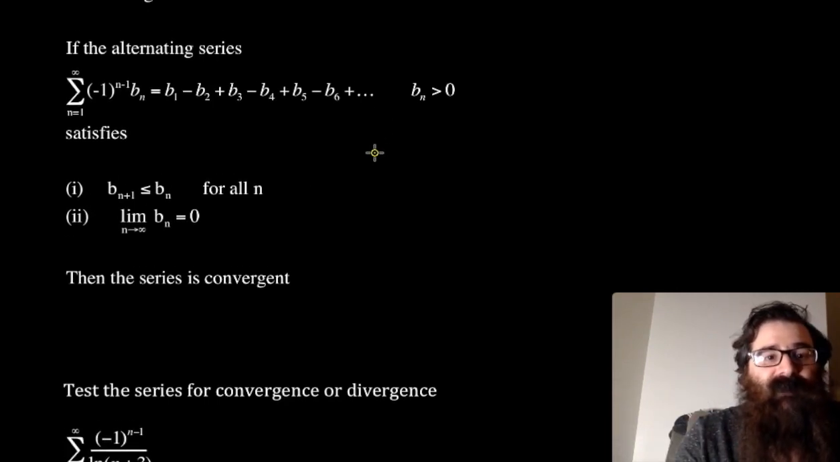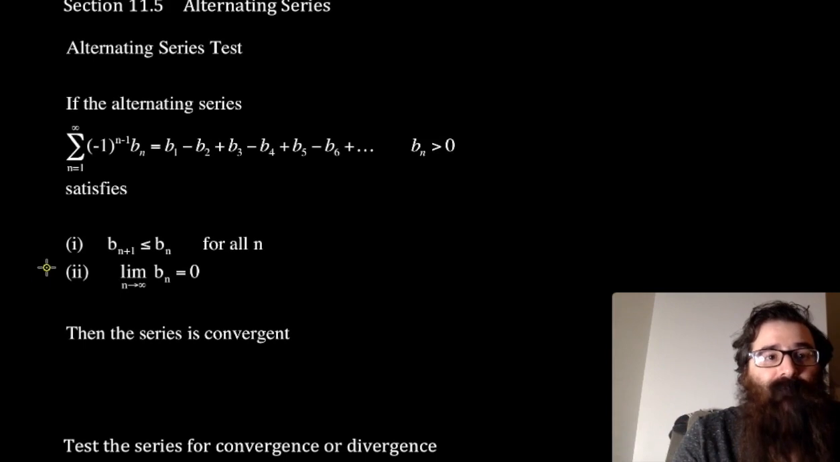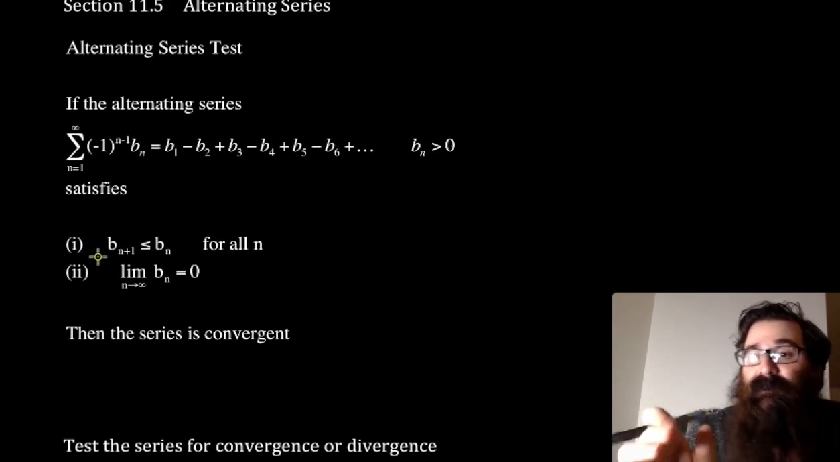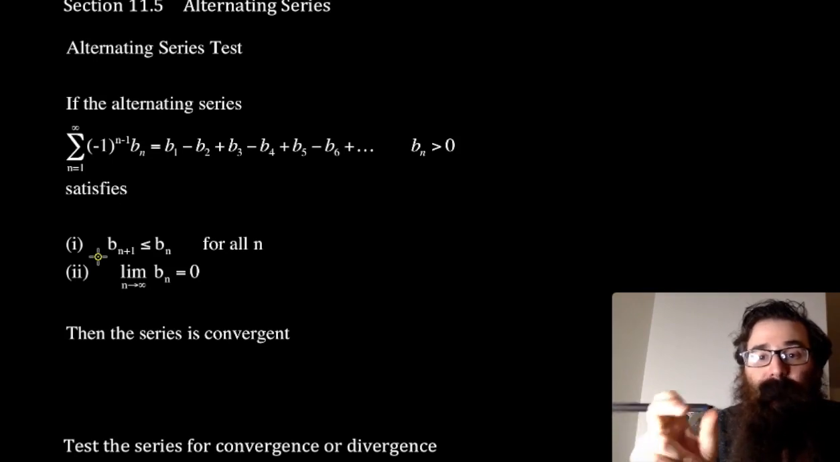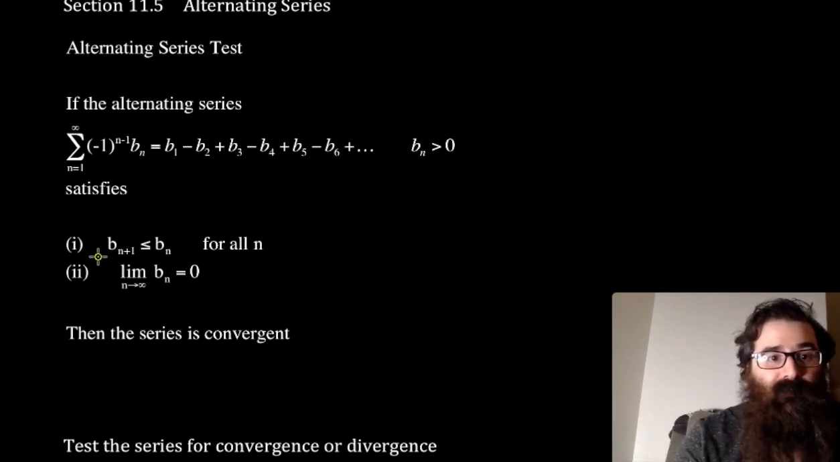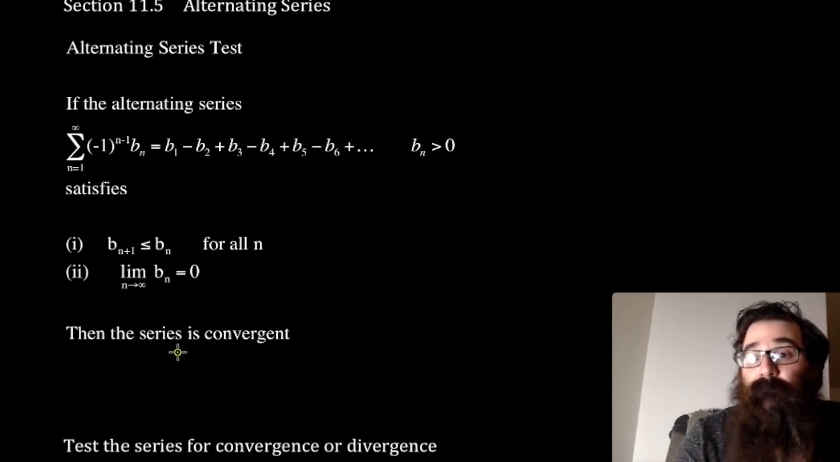If this satisfies the following two properties. First, that b sub n plus 1 is less than or equal to b sub n. This means the terms must be decreasing in magnitude. So they have to be getting smaller in magnitude if we ignore the alternating sign. And secondly, we need that the limit as n goes to infinity of b sub n is equal to 0. If these two things are true, then the alternating series that we have is convergent.